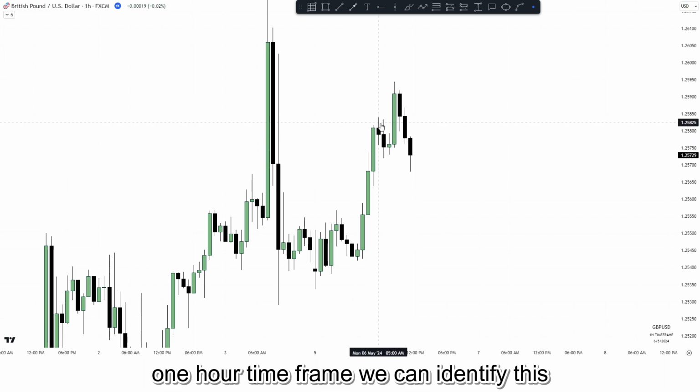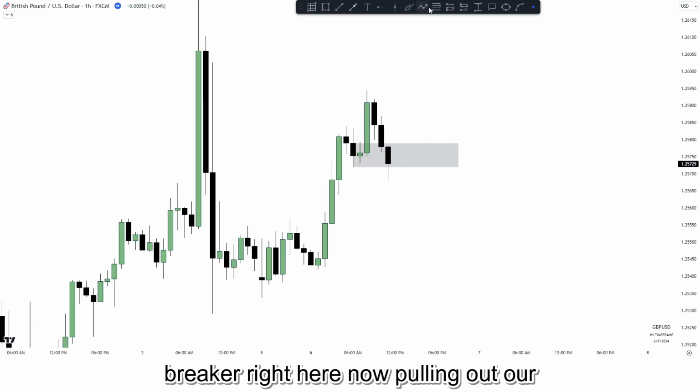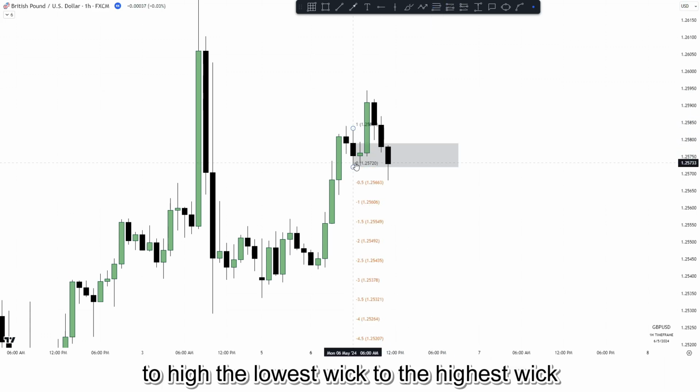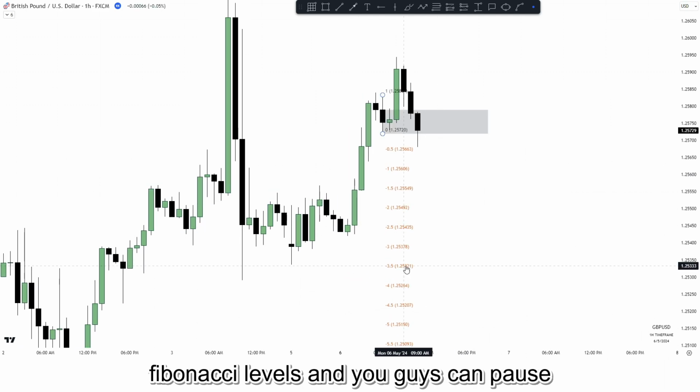So on the 1 hour time frame, we can identify this bearish breaker right here. Now pulling out our Fibonacci, if we go from low to high, the lowest wick to the highest wick of this H1 bearish breaker, we get our Fibonacci levels.